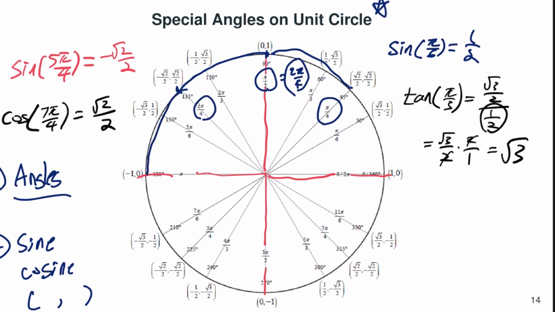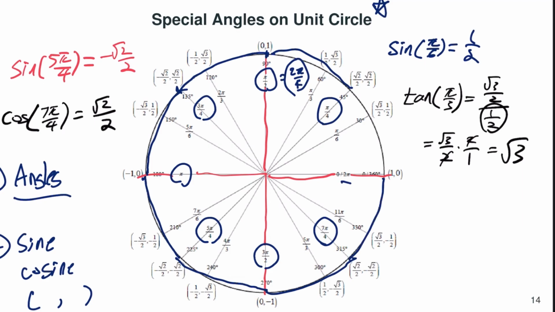I add another pi over 4, I get 4 pi over 4, which is pi. I add another pi over 4, I get 5 pi over 4. Another, I get 6 pi over 4, which simplifies to this. I add another pi over 4, I get 7 pi over 4. Then I get 8 pi over 4, which is 2 pi. So that's how I get these blue circle numbers, by adding pi over 4 at a time.